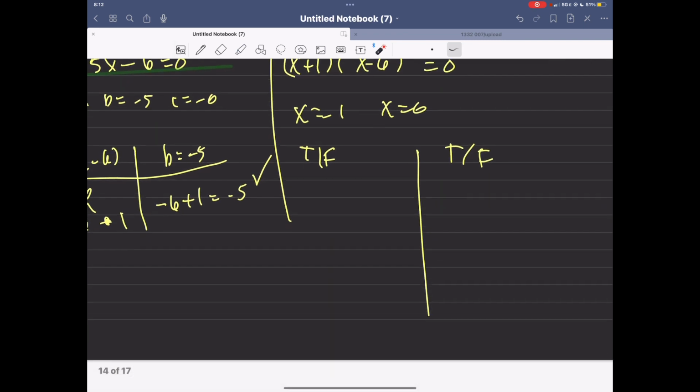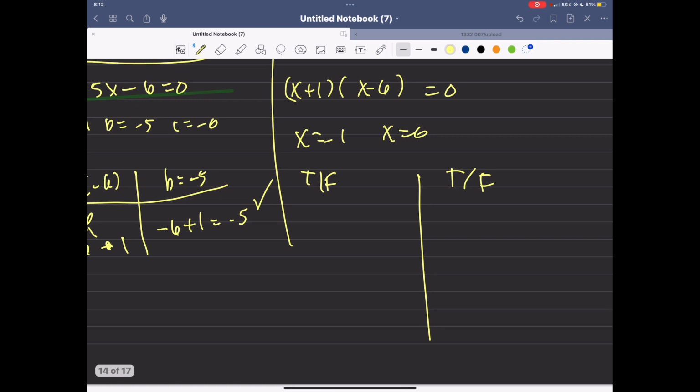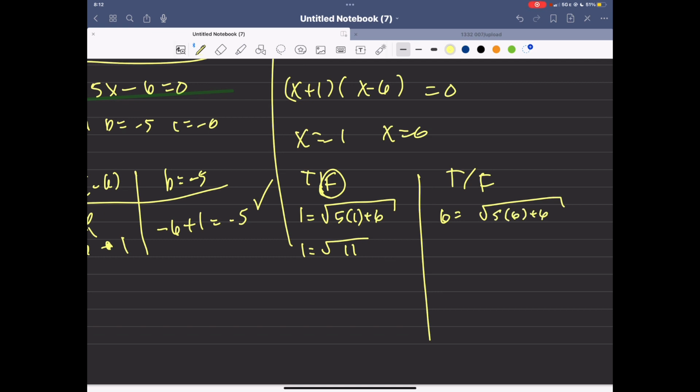So then we go: negative 1 equals the square root of 5 times negative 1 plus 6, so 1 equals the square root of 11. This is false. And then we do 6 equals the square root of 5 times 6 plus 6. 6 equals the square root of 36, and the square root of 36 is 6. So this is true. So the only solution is 6.